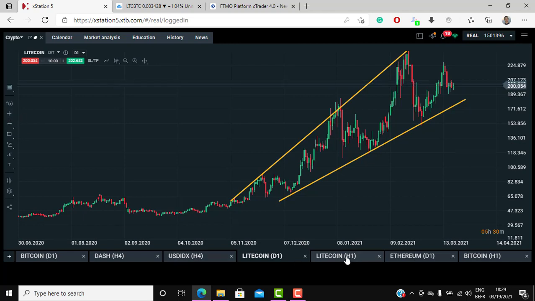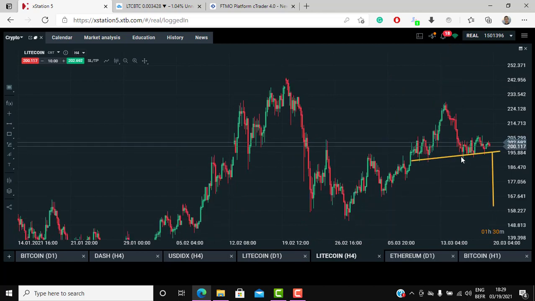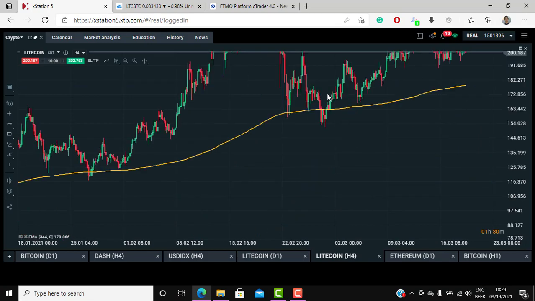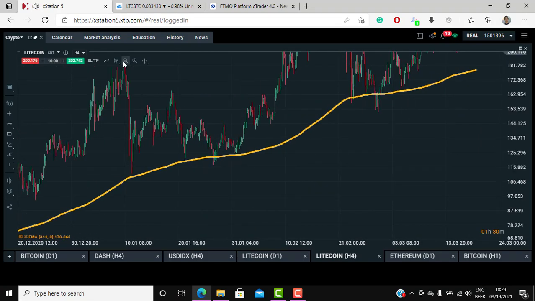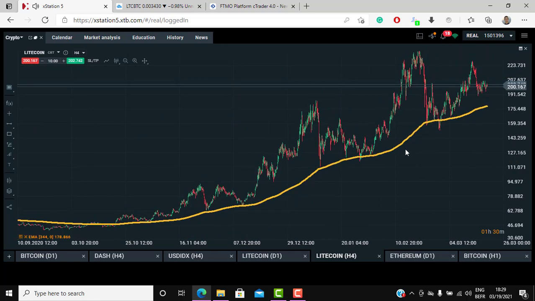Also, keep in mind, if you go to the 4-hour chart and use an EMA, a very good EMA to use on the 4-hour chart when it comes to Litecoin is the 344 period EMA. As you can see here, 344 being a Fibonacci number. So here I'm going to zoom out to show you how accurate and how well this EMA has done.